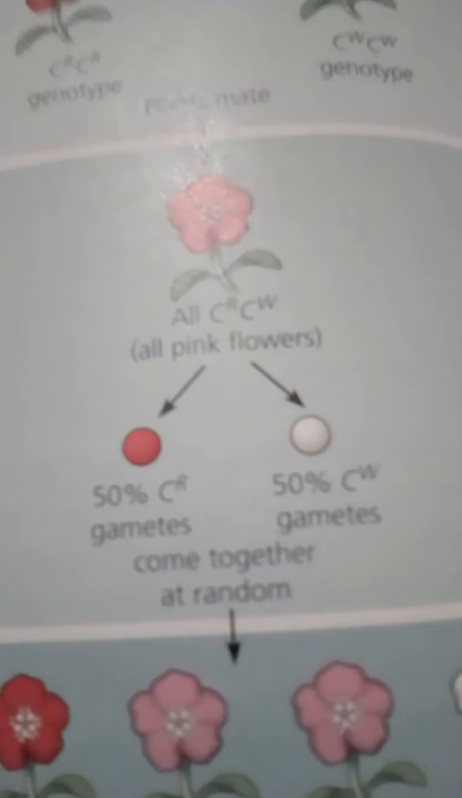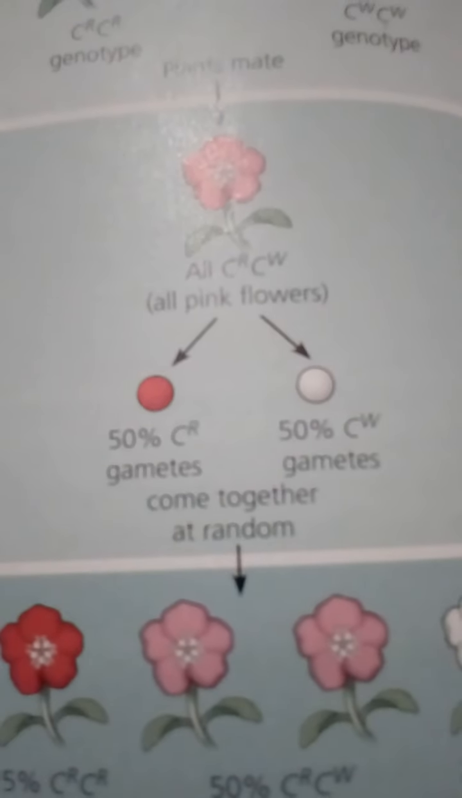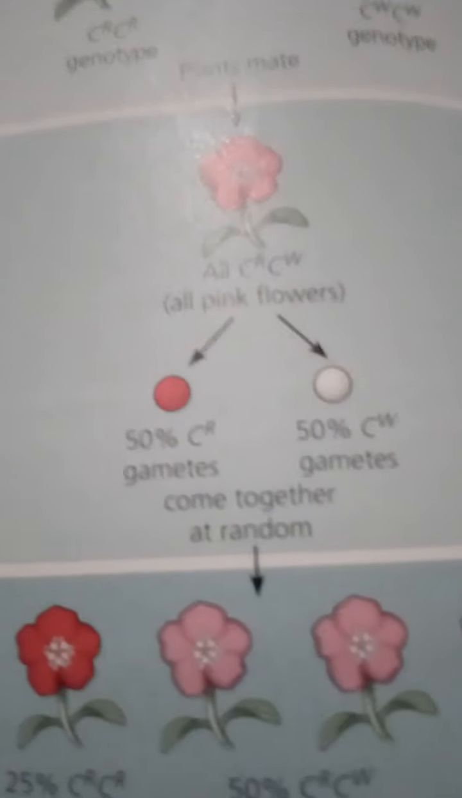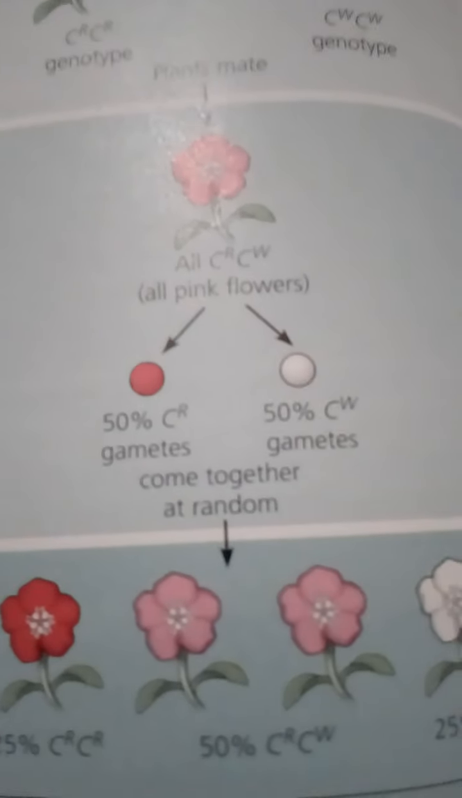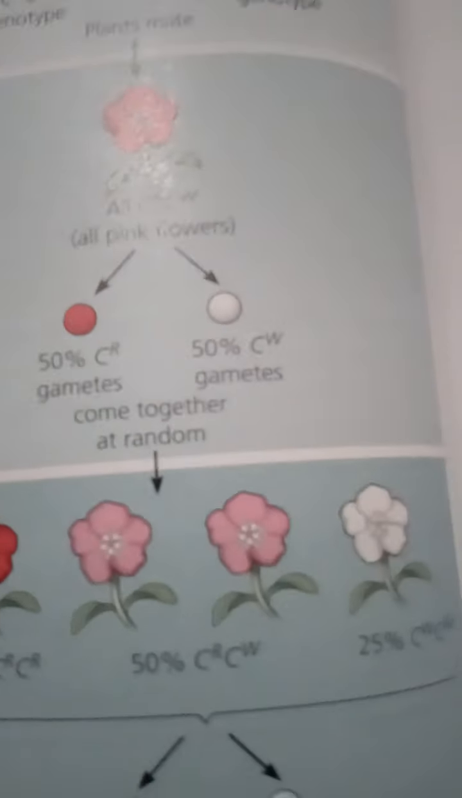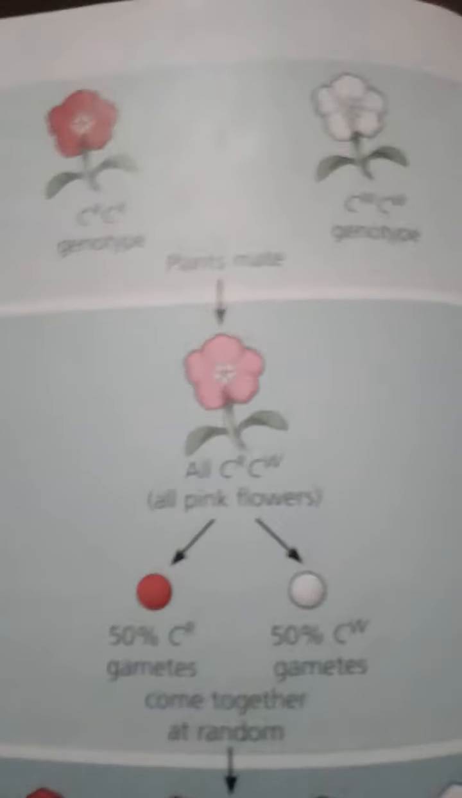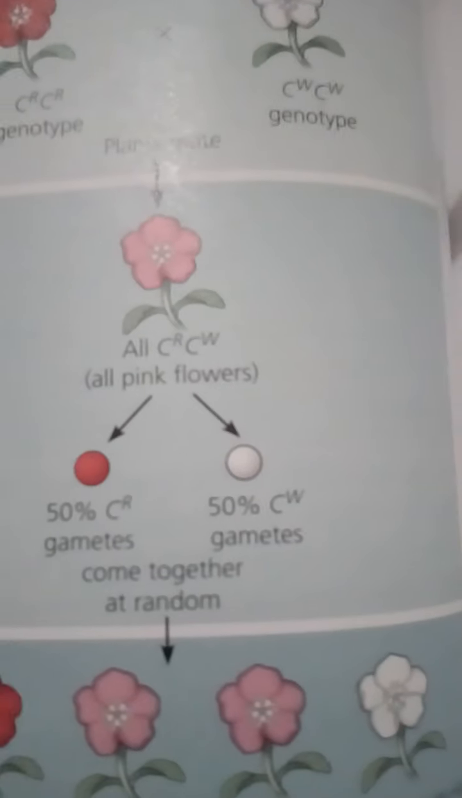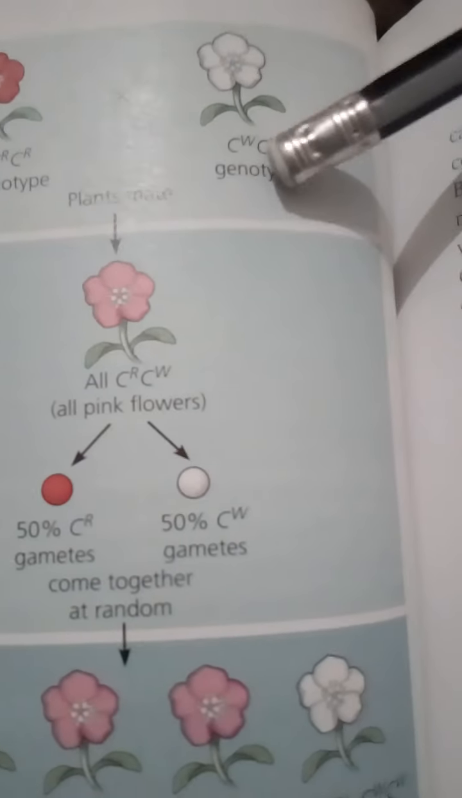Recall that homozygous individuals have two identical alleles for a given locus, while heterozygous individuals have two different alleles at the locus. But if there are two or more alleles for a particular locus in a population, individuals may be either homozygous or heterozygous. Each allele has a frequency, a proportion in the population. For example, imagine a population of 500 flowering plants with two alleles, C^R and C^W.